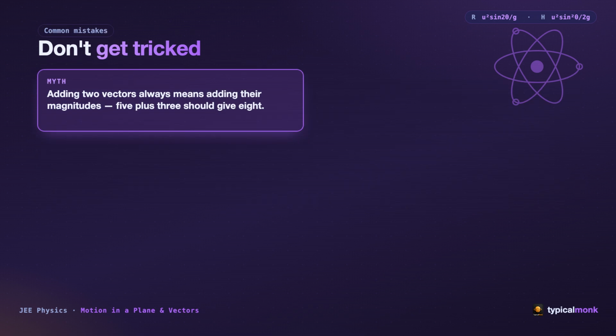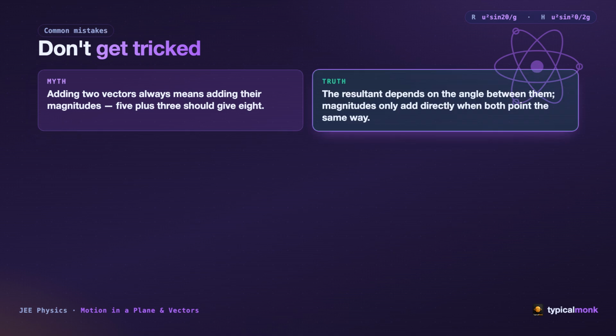Now let me save you some marks. Two myths that trap thousands of students every year. Myth 1. Adding two vectors always means adding their magnitudes. 5 and 3 should always make 8. But here is the truth. The resultant depends entirely on the angle between the two vectors. Magnitudes only add directly when both vectors point exactly the same way.